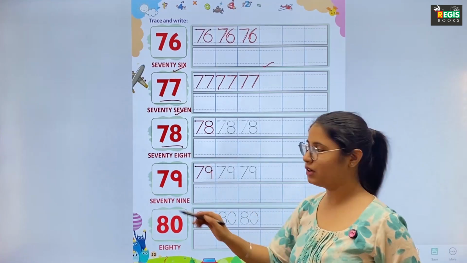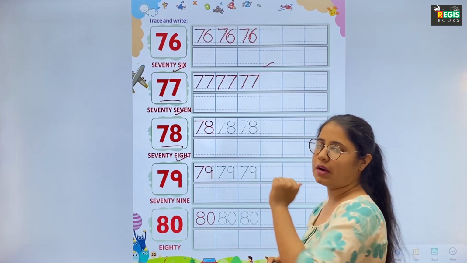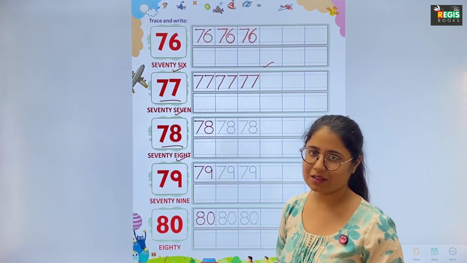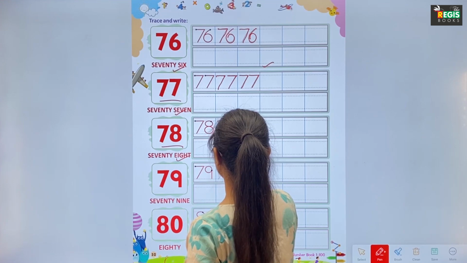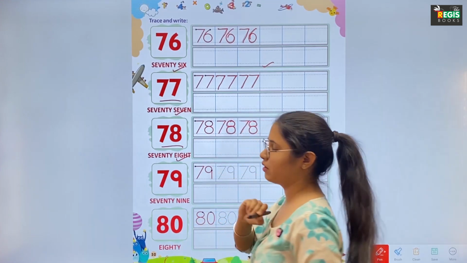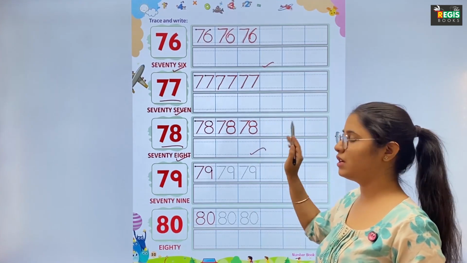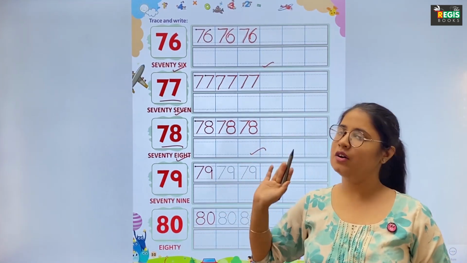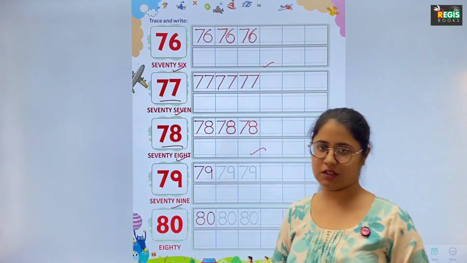78. We write the number 78 by writing 7 and 8 together. 78. So kids, now you will write the number 77 and 78 in the rest of the boxes to practice it.